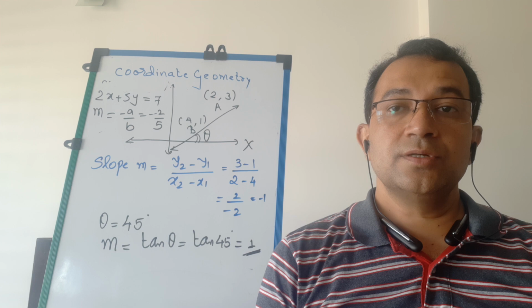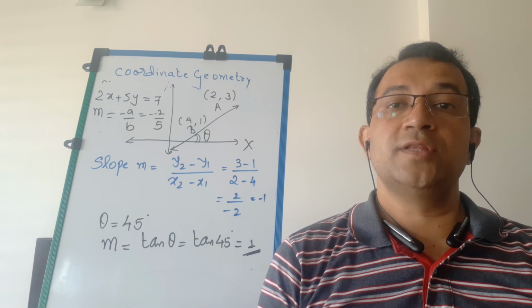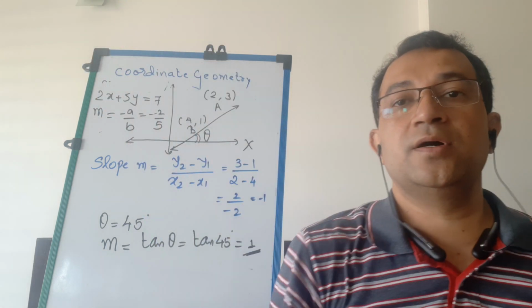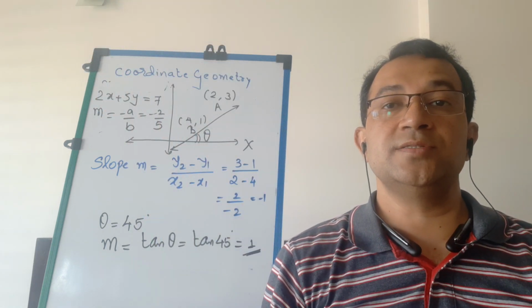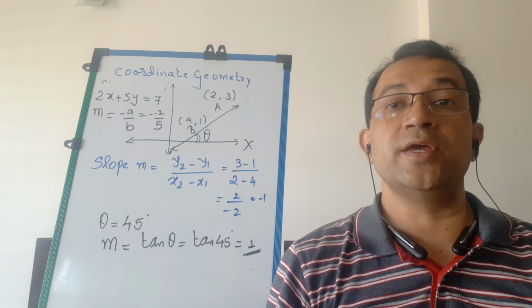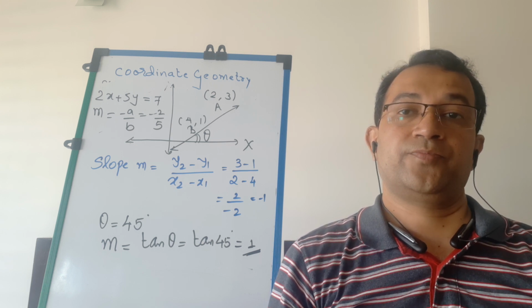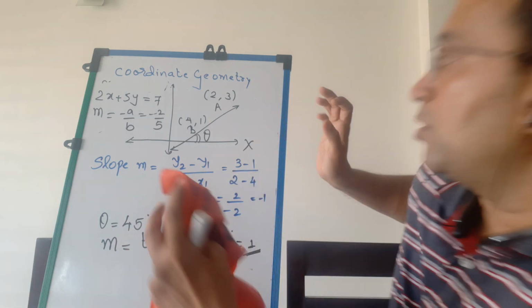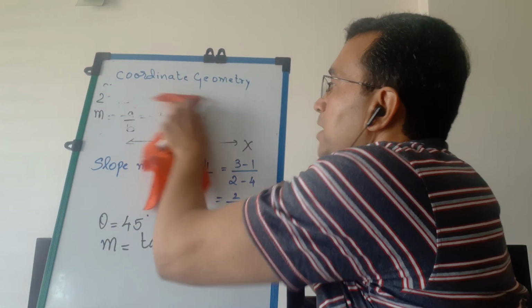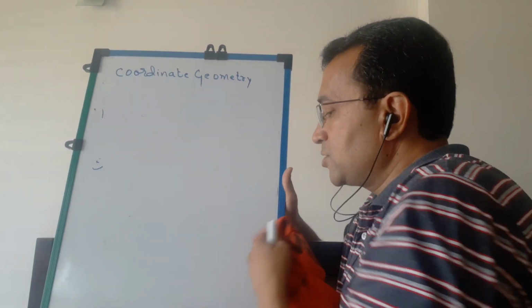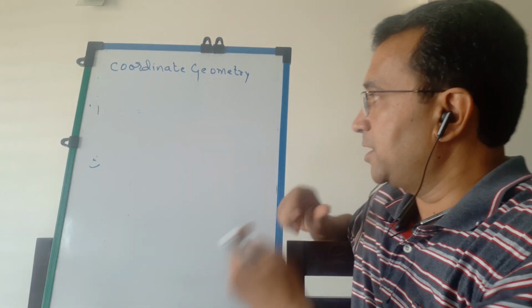Now students, another form of the line, which is derived from ax plus by plus c equal to 0, is also very, very important. That form of the line is derived from the standard form, which is very useful in physics, in chemistry also, and in basic mathematics.